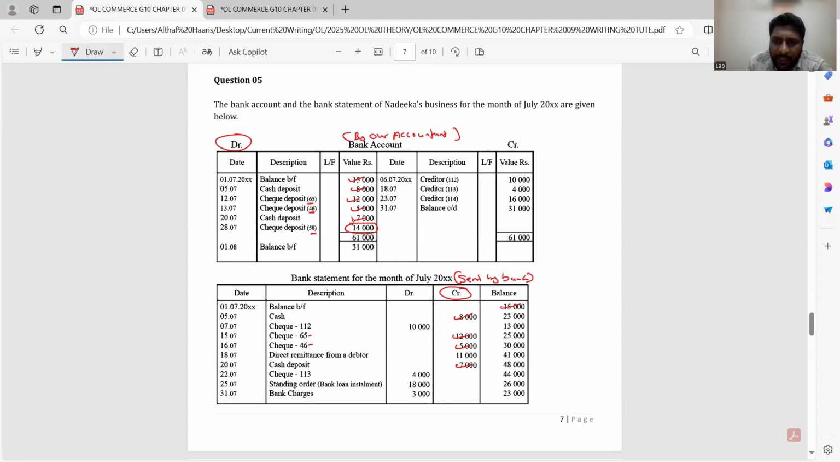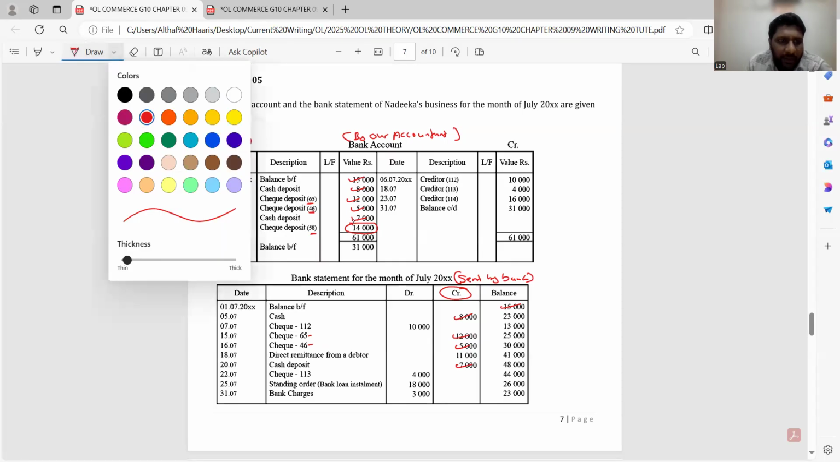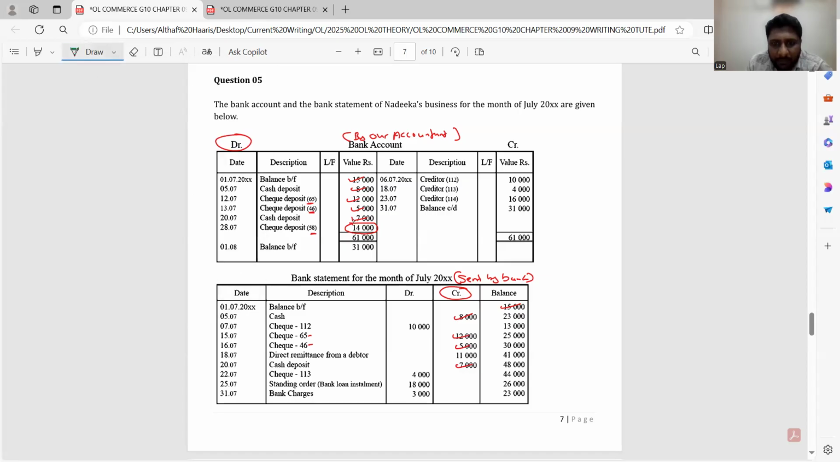Now let's do the other one, people. I'll use a different color. You check the credit side with the debit side. For a creditor, you have issued a check. Check number 112, 10,000. 112, 10,000 is there.